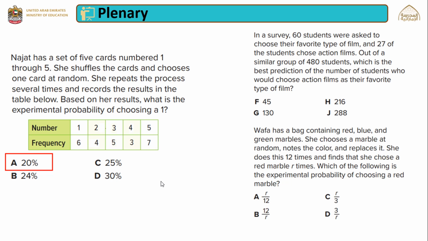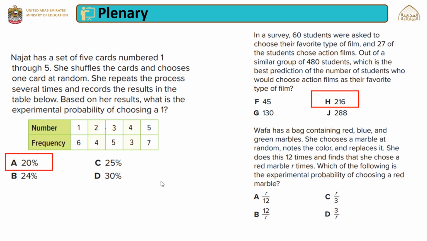In a survey, 60 students were asked to choose their favorite type of film, and 27 of the students chose action films. Out of a similar group of 480 students, which is the best prediction of the number of students who would choose action films as their favorite type of films? First of all, we will find the probability of 27 divided by 60, and that should be equal to n divided by 480. And then we will apply cross multiplication to solve for n. So there are 216 students out of 480 students who choose action films.